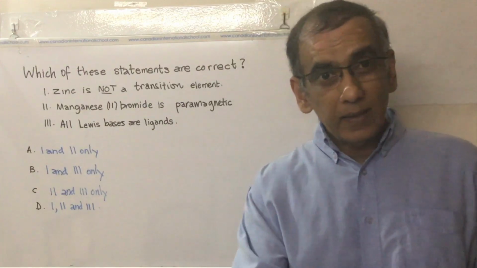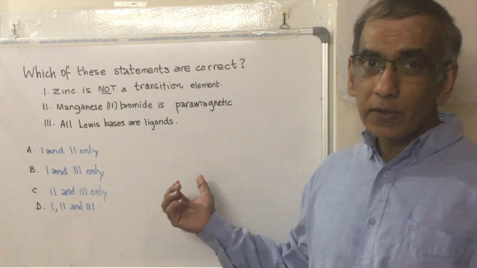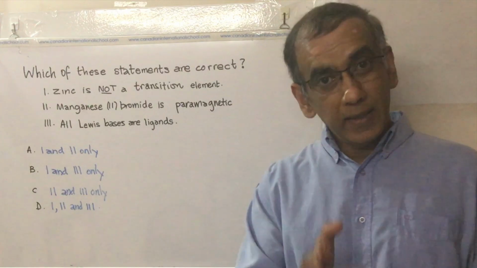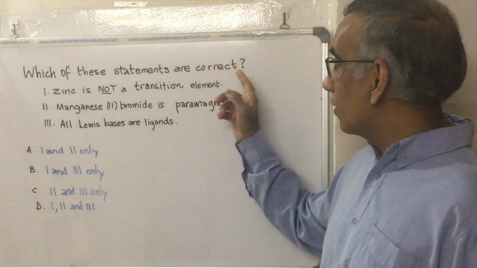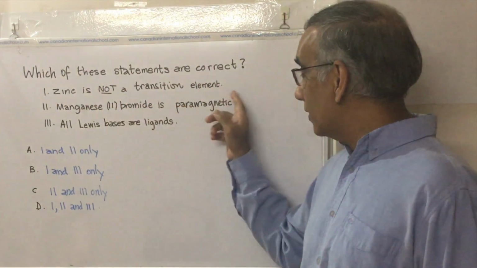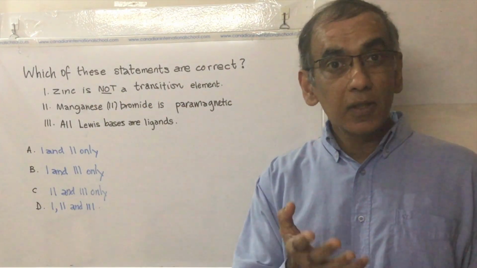Hello and welcome again as we look at yet another multiple choice question for IB chemistry. This one says, which of these statements are correct? Zinc is not the transition element. That in fact is a correct statement.